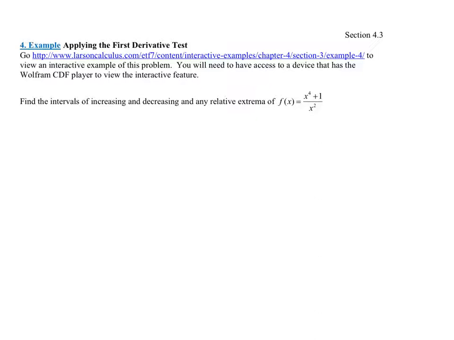Again, it says find the intervals of increasing and decreasing and relative extrema of f of x equals x to the fourth plus 1 over x squared. So again, we're going to be doing the sign chart method for the first derivative. Where the derivative is positive, it's increasing. Where the derivative is negative, it's decreasing. Where it changes from increasing to decreasing, the first derivative test says it's a max. And where it changes from decreasing to increasing, the first derivative test says it's a minimum. So let's go ahead and get started.